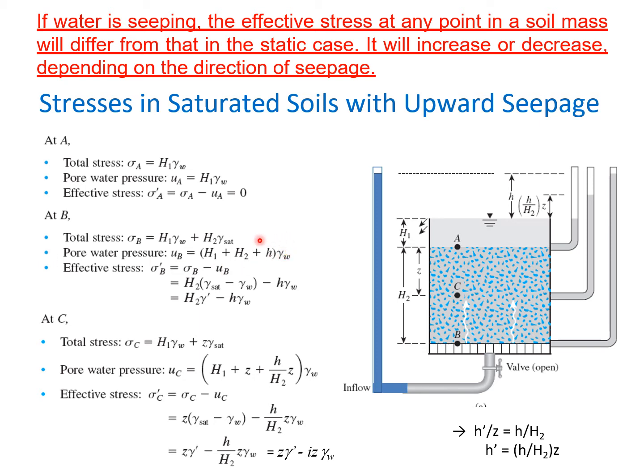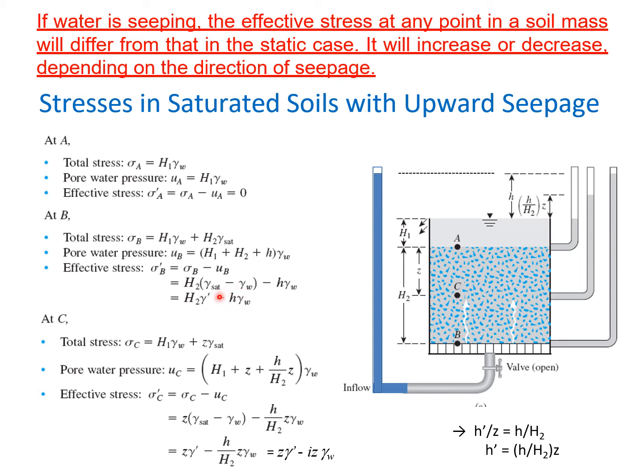So this is basically the additional thing that we have considered here because of upward seepage. Keep this in mind: when you have upward seepage, we will use the positive sign and consider gamma_w h, and that is because of the seepage. So effective stress would be total stress minus pore water pressure, and after simplification you can see that it is H2 into gamma_buoyant, or gamma_submerged, minus gamma_w h.